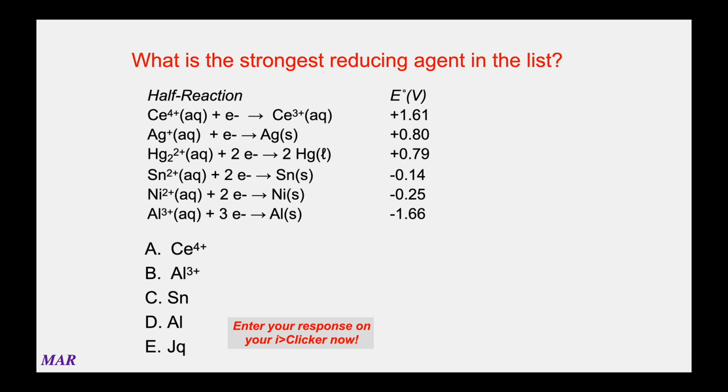And if you flip a half cell reaction around, it's no problem. For the first one, you'd end up with cerium 3+ as the only reactant, and the products would be cerium 4+ plus an electron. When you flip a reaction, the E cell value is changed as well. So positive 1.61 becomes negative 1.61.